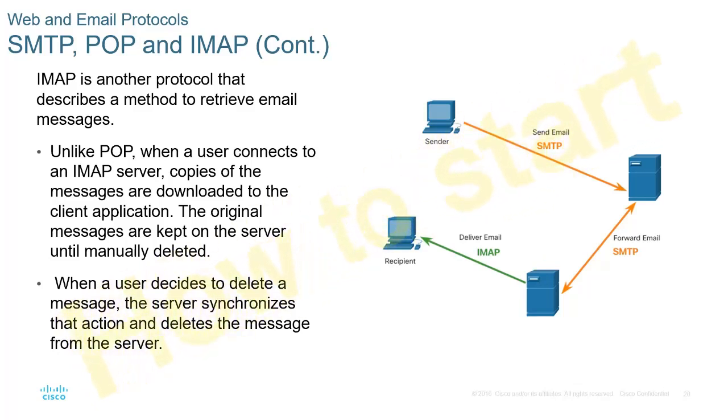IMAP keeps a copy of the message on the server. That way, if you have 2, 3, 5 devices, whatever, each device will sync between itself and the email server. Thus, if you get an email, it goes to all of the devices. If you read one email, that read receipt will go to the server. The server then will push it out to all the devices that have that same email address.